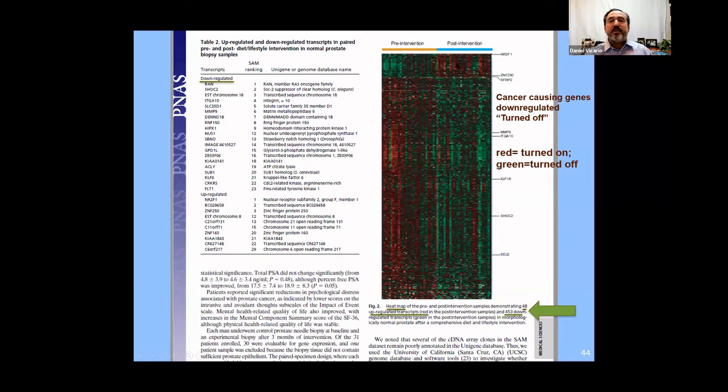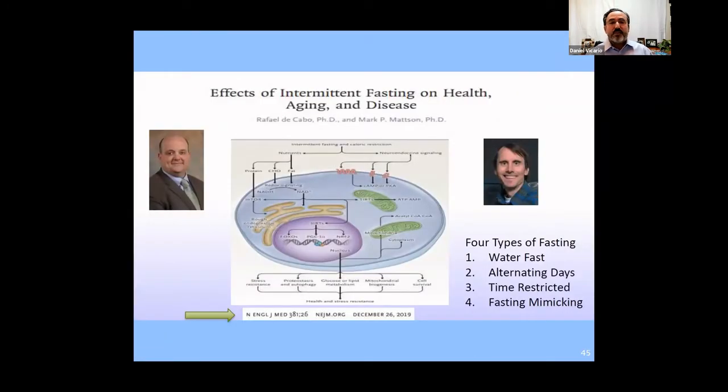Before and after the intervention, what they saw in these heat maps is that all the red genes are the more cancer-causing genes. Post-intervention, these oncogenes, many different cancer genes, get down-regulated. And the green ones are basically turned off. So this is an incredible write-up that I encourage you to look at, or to share with any patient interested in data on prostate cancer. You've seen this from the New England Journal of Medicine on intermittent fasting. I don't want to get into the details, but it was a fantastic article.